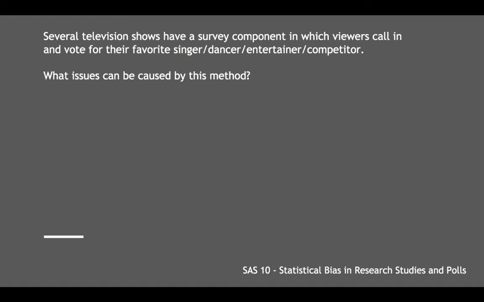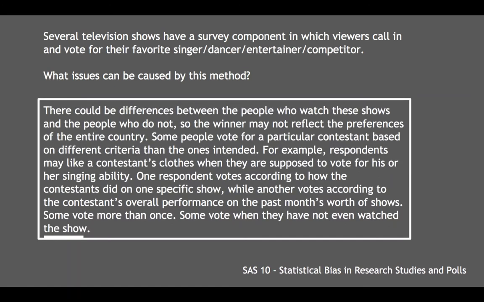Several television shows have a survey component in which viewers call and vote for their favorite singer, dancer, entertainer, and competitor. What issues can be caused by this method? Well, there could be differences between the people who watch these shows and the people who do not, so the winner may not reflect the preferences of the entire country. Some people vote for a particular contestant based on different criteria than the ones intended. For example, respondents may like a contestant's clothes when they're supposed to vote for his or her singing ability. That happens all the time, especially in American Idol when it was real popular.